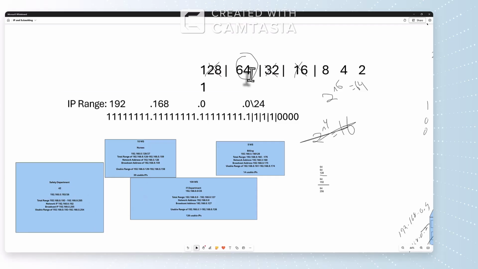That also means that if we want to go back and use the 8, the 4, the 2, we need to use it between the ranges that we haven't already used. So if we were to use the 8, 4, or 2, we would pick up where we left off at 175 with the billing subnet, and we would do 176.